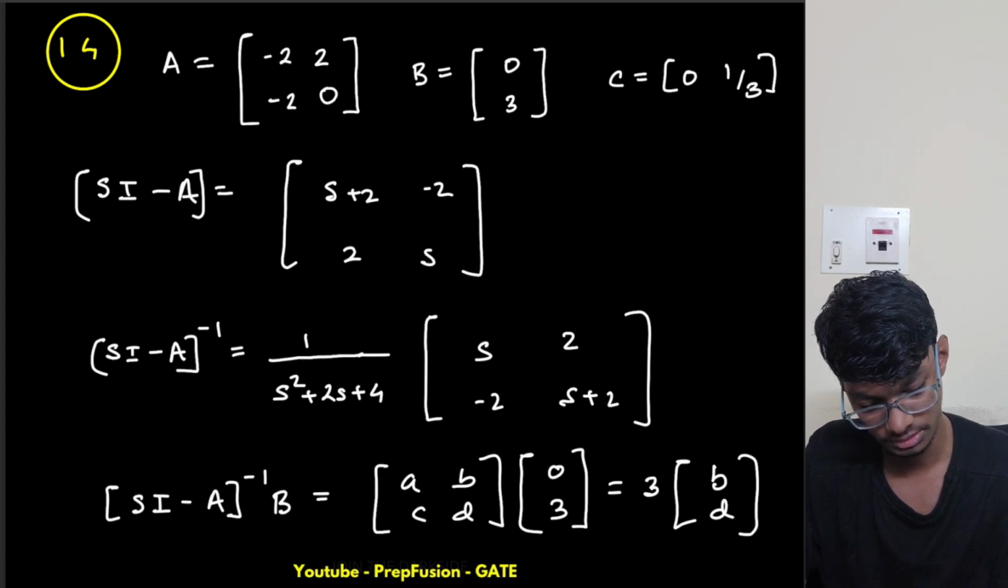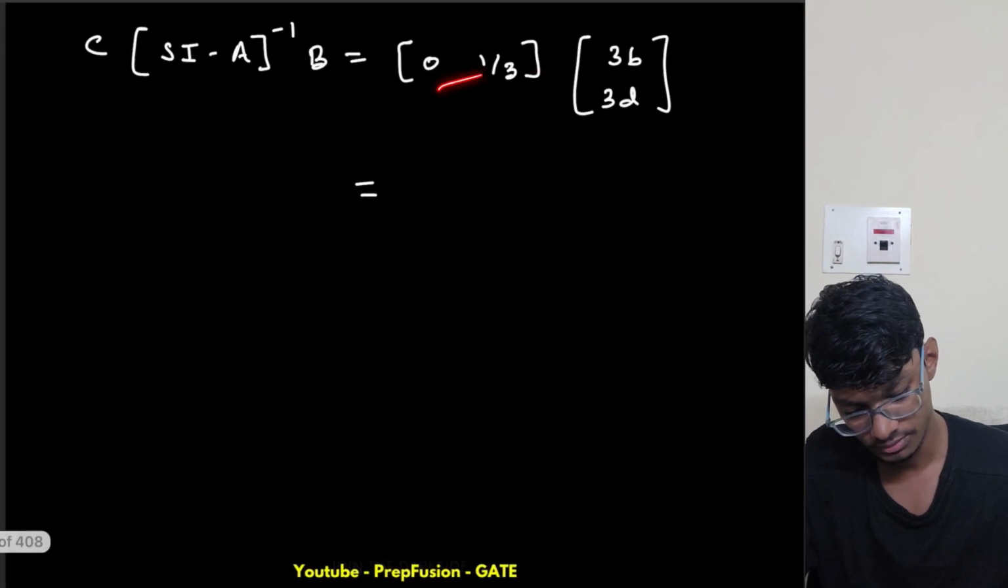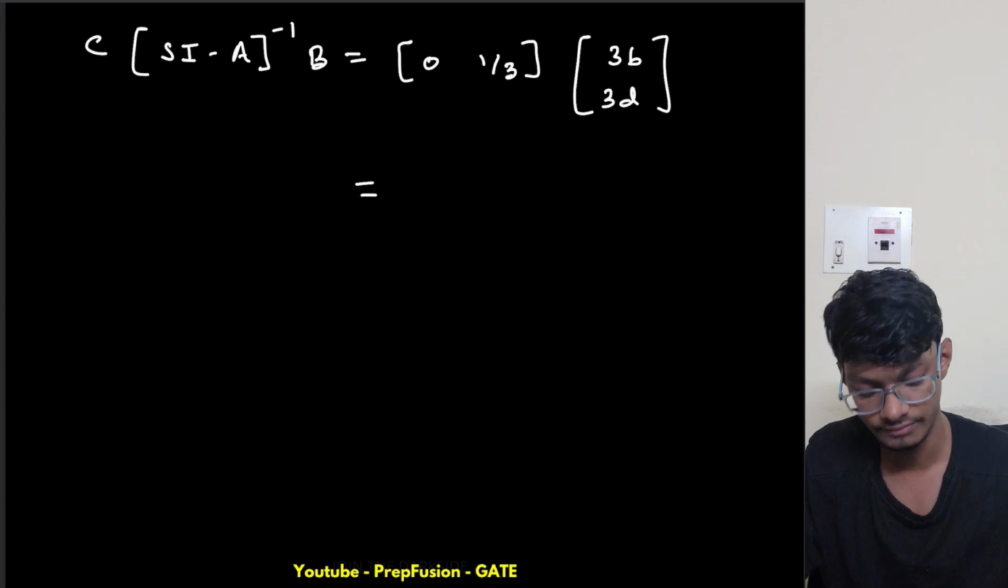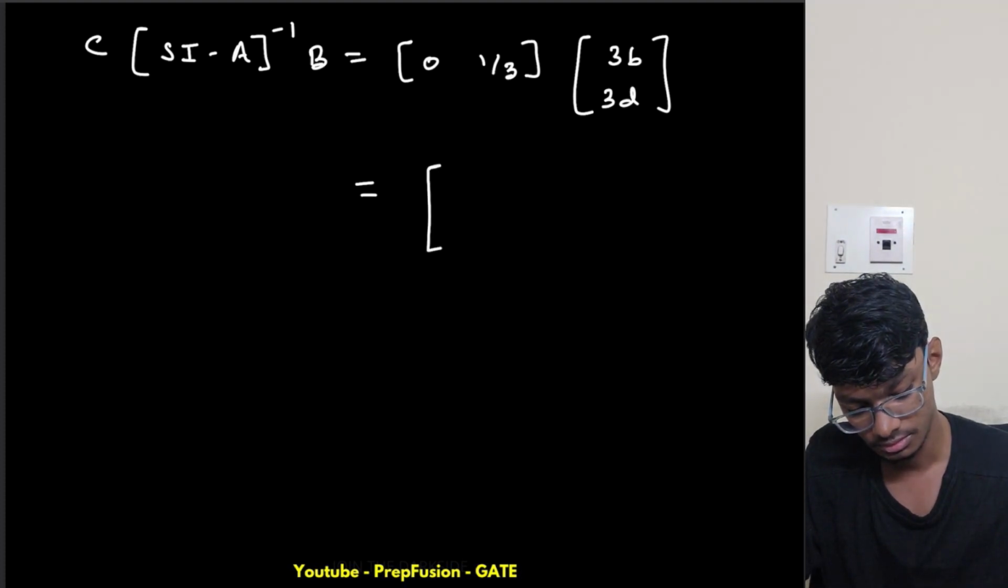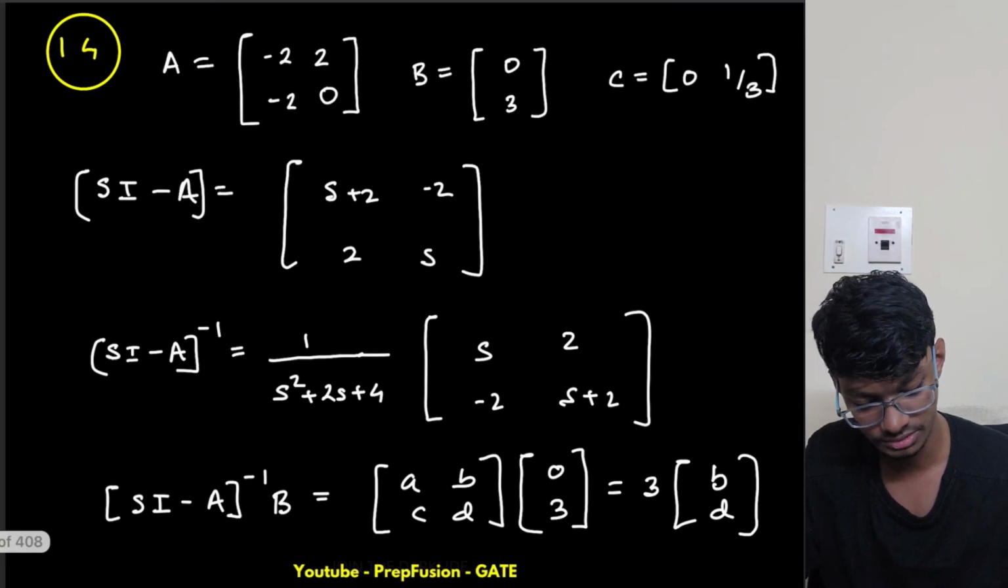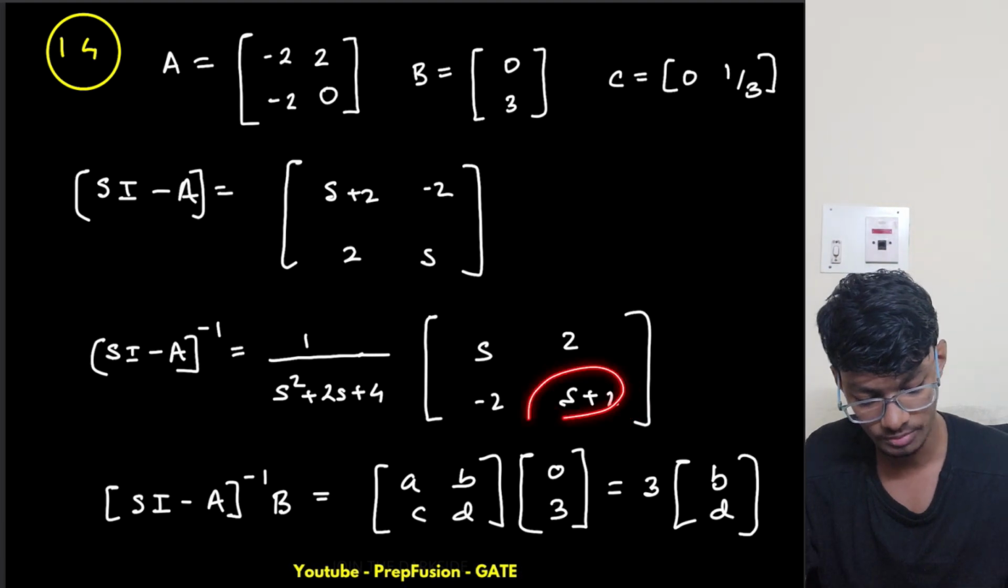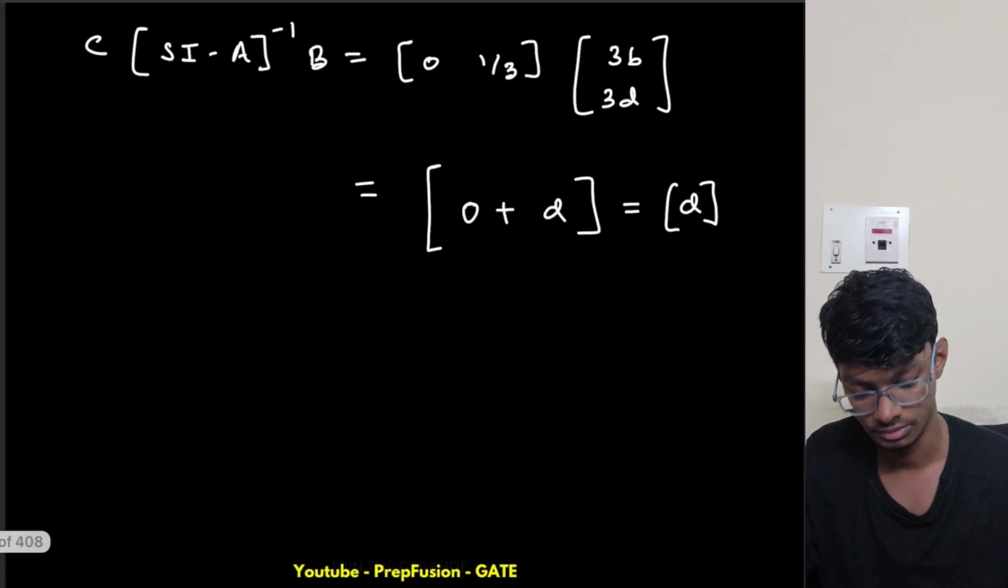Okay, this is my d this time. So this becomes 0 times d, basically 1 by 3 times 3d. So this becomes 0 plus d. Okay, so we're left with d only. So what is my d element? D element is this one, right? S plus 2. Okay, now s plus 2 upon this s square plus 2s plus 4.